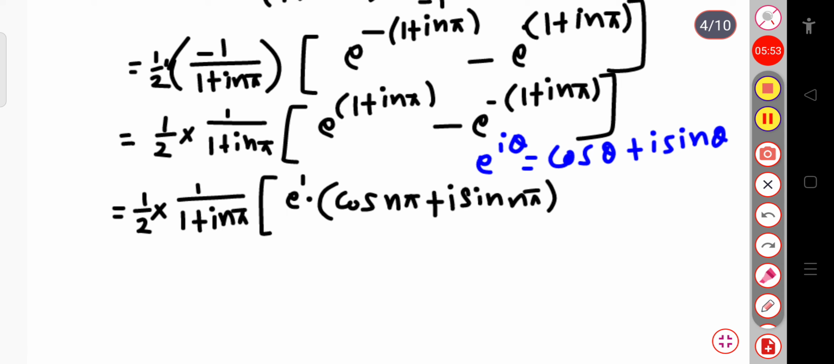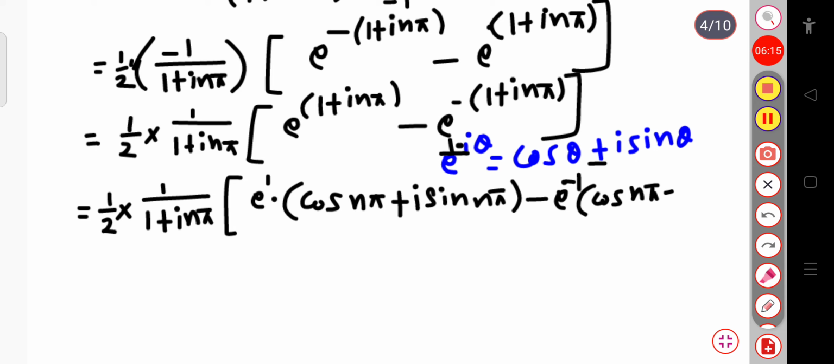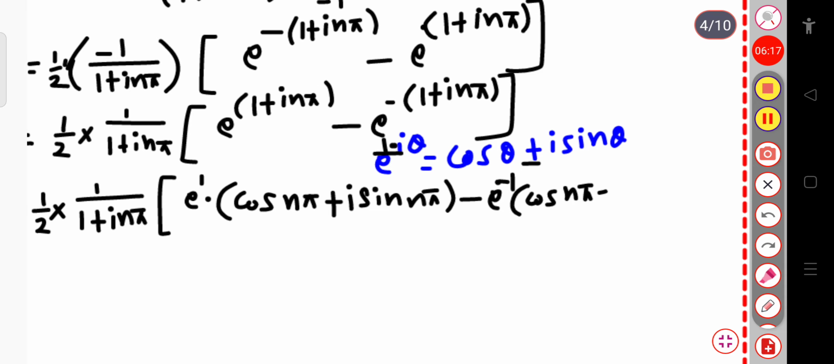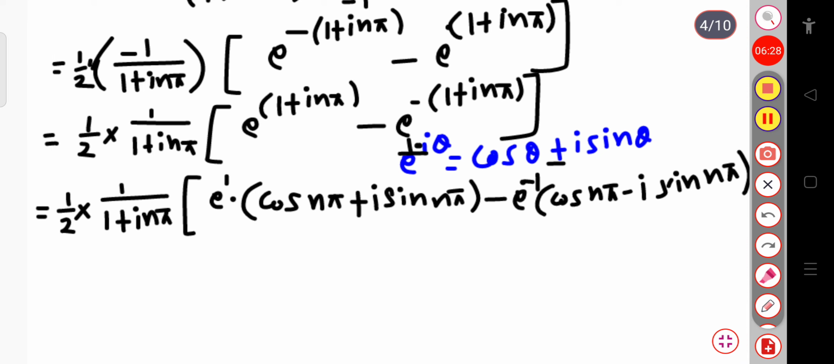Now similarly this will be minus, exponential minus 1 will remain here, and this will be exponential minus i n pi. So for exponential minus i theta, we have to write cos theta minus i sin theta. So this will be cos n pi minus i sin n pi. We can represent it like this, and the bracket closes.